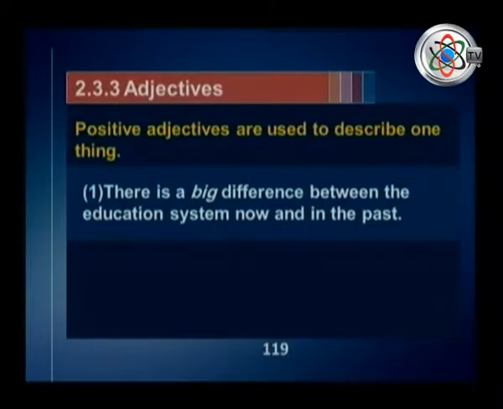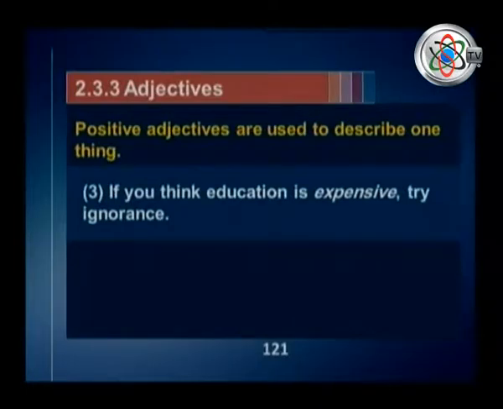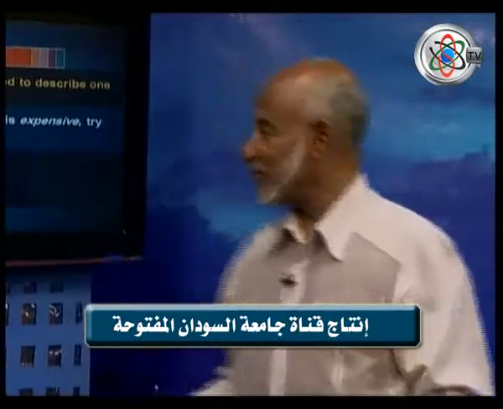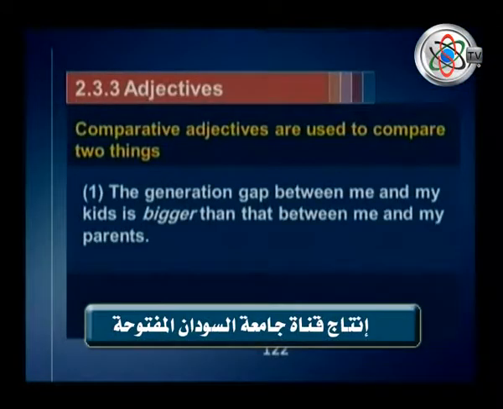Positive adjectives are used to describe one thing. There is a big difference between the education system now and in the past. There is, yeah. The area is rich in wildlife. A lot of animals are there. Don't worry. If you think education is expensive, try ignorance. That's a proverb, you know. If you think education is expensive, try ignorance. And ignorance is the opposite of education.